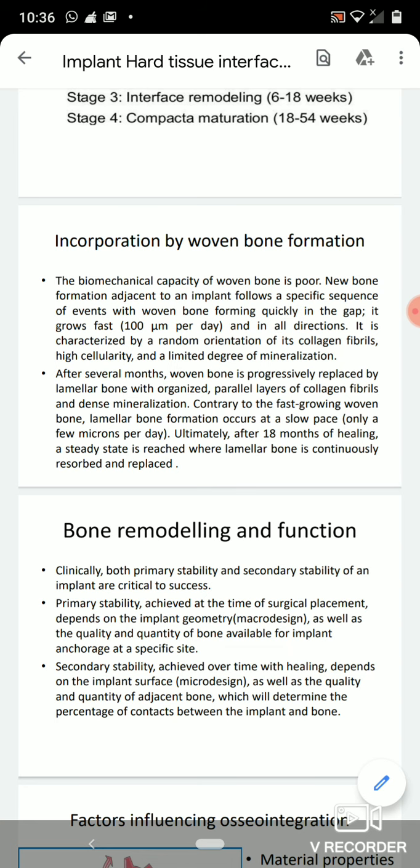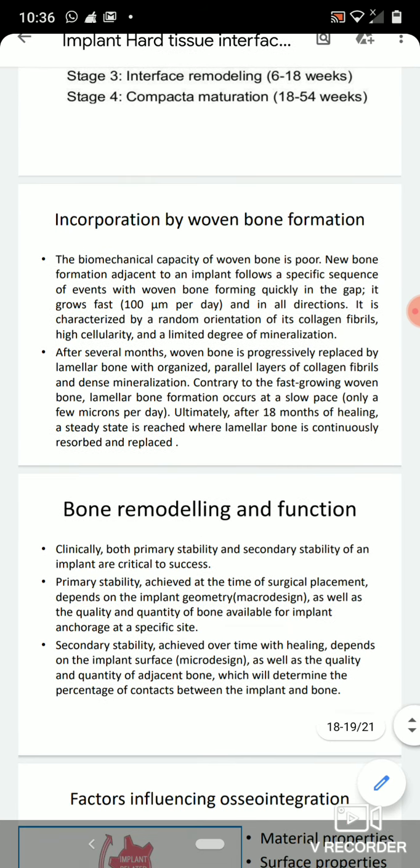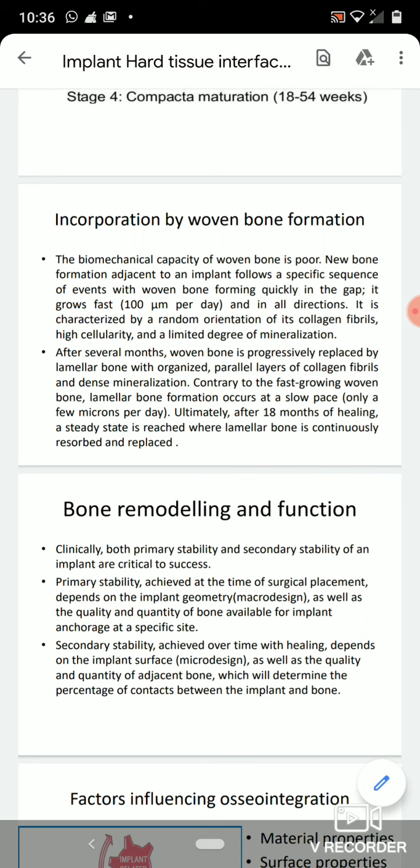After several months, woven bone is progressively replaced by lamellar bone with organized parallel layers of collagen fibers and dense mineralization. Contrary to the fast-growing woven bone, lamellar bone formation occurs at a slow pace, only a few microns per day. Ultimately, after 18 months of healing, a steady state is reached where lamellar bone is continuously resorbed and replaced.